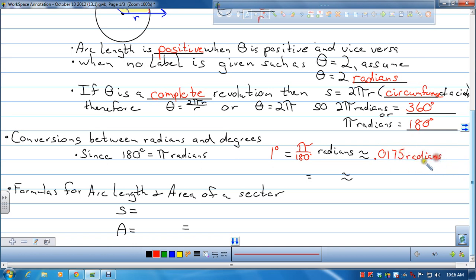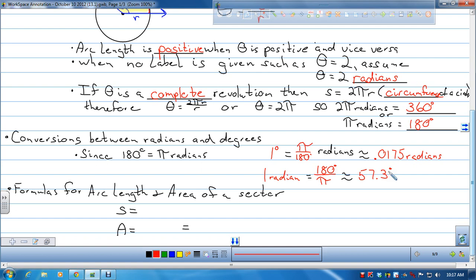So if you're thinking about a degree measure to a radian measure, 1 degree is worth about 0.0175 radians. Okay. Now looking the other way, 1 radian is equal to, we take that conversion, 180 over pi, that is about 57.3 degrees.